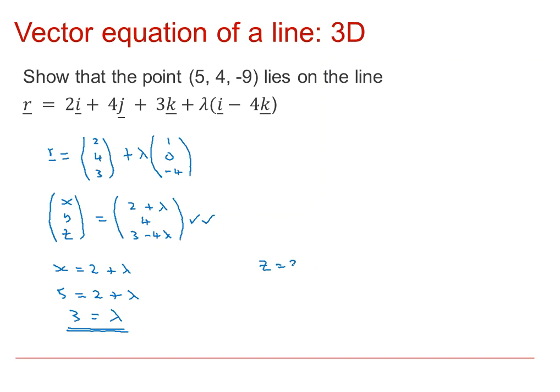z equals 3 minus 4 lambda. Now we could replace lambda with 3 to see if we get the correct component, or we could replace z with the -9 and see if we get the same parametric value for lambda. So 4 lambda is 12 and lambda is 3. So we've got the same parametric value, and therefore the point (5, 4, -9) does lie on the given vector line.